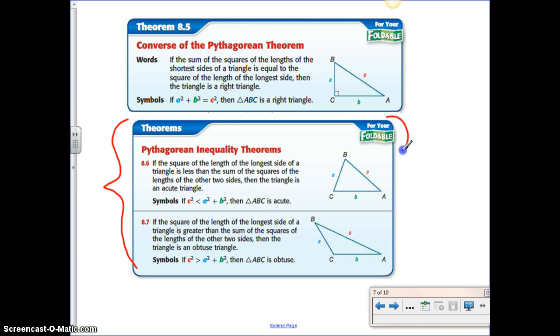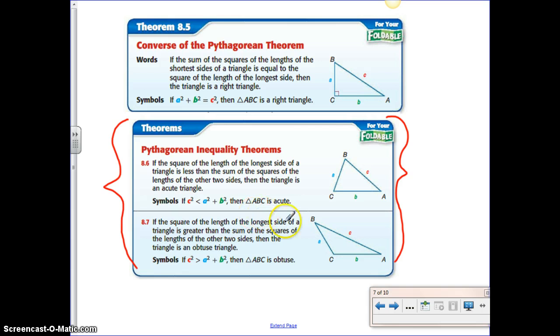The next piece is we can take those sums of a squared plus b squared and compare them to c squared for our non-right triangles and figure out whether or not that triangle is acute or obtuse. So theorem 8.6 says that if the square of the length of the longest side, or c squared, is less than the sum of the squares of the other two sides, so if c squared is less than a squared plus b squared, then we know that the triangle is acute, which means that all of the angles are less than 90 degrees.